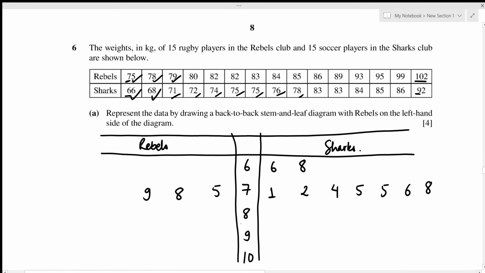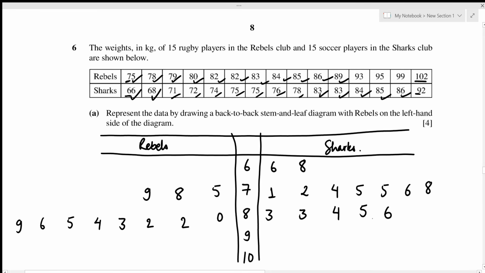Now let's look at the values with the stem 8. For rebels, that's going to be 0, 2, 2, 3, 4, 5, 6, and 9. Let's look at the same values for sharks. That's 3, 3, 4, 5, and 6 as well.